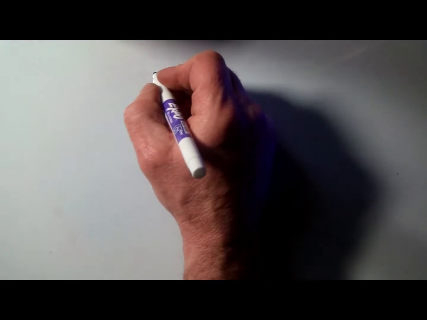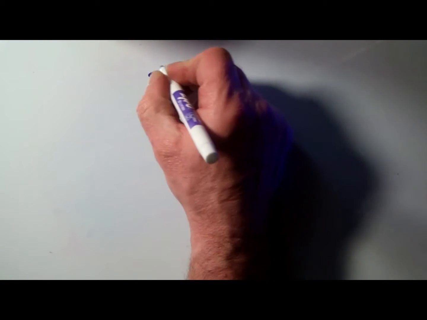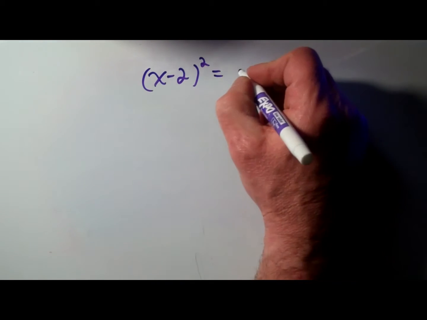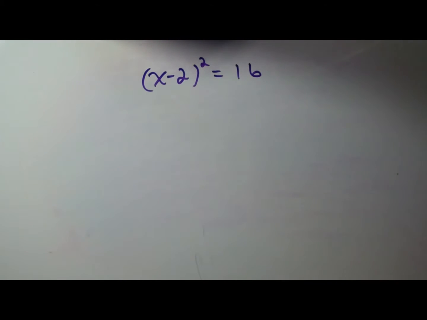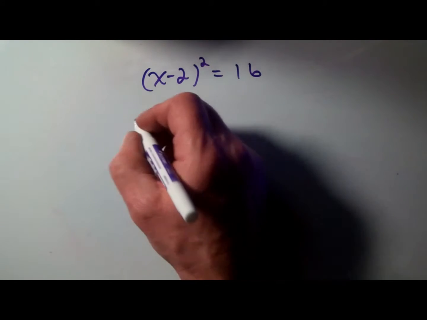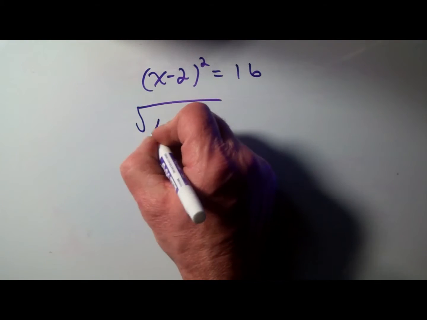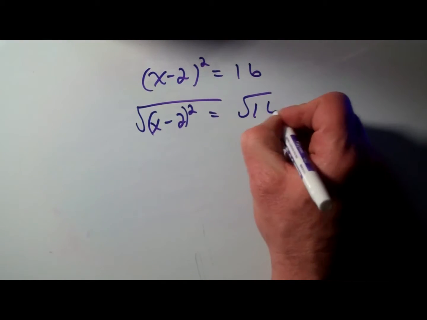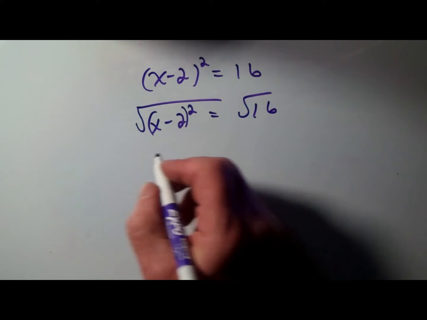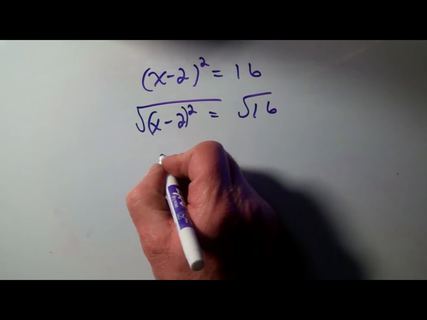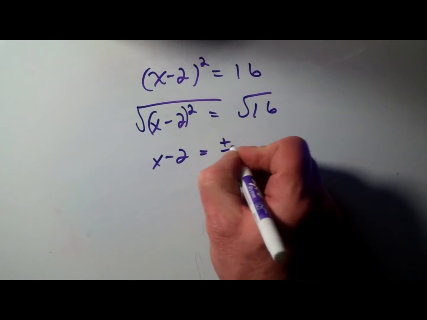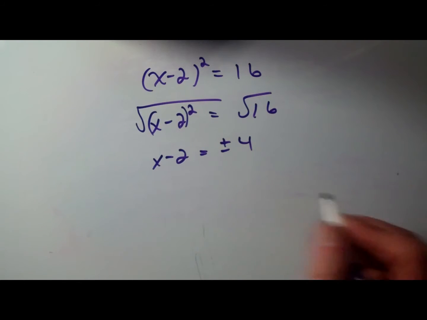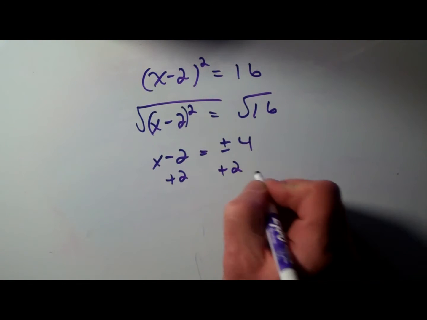Simple indeed. Now, here's something different. Now I have x minus 2, the quantity squared, equals 16. Now I'm going to take the square root right away. So I'm going to take the square root of the whole thing, x minus 2 squared, and that equals the square root of 16. And when you take the square root of a square, it just leaves whatever was being squared, which is x minus 2, and that equals plus or minus 4.